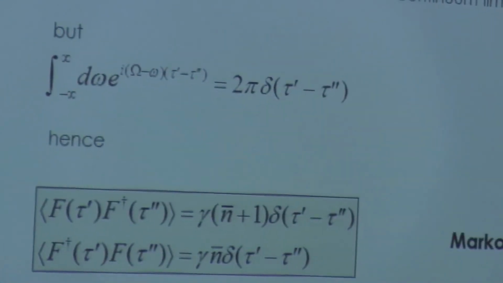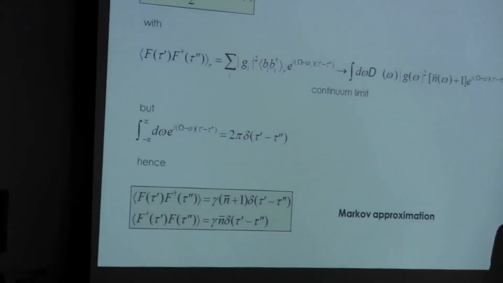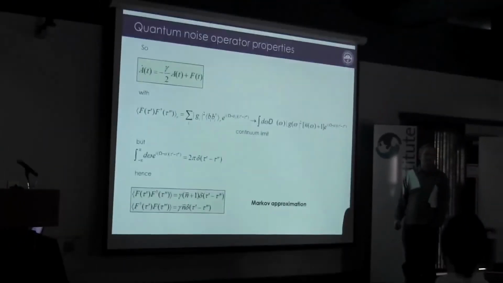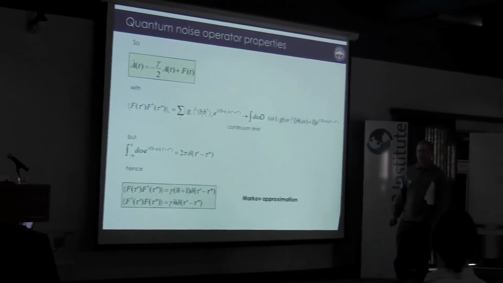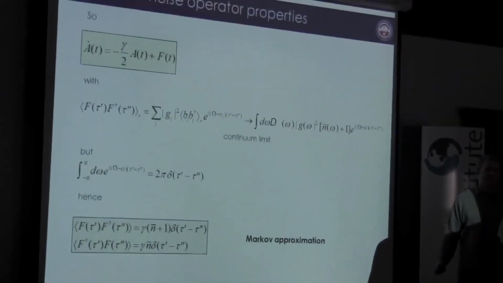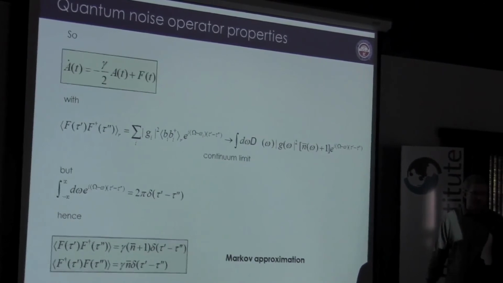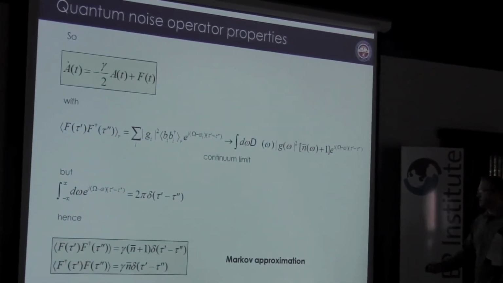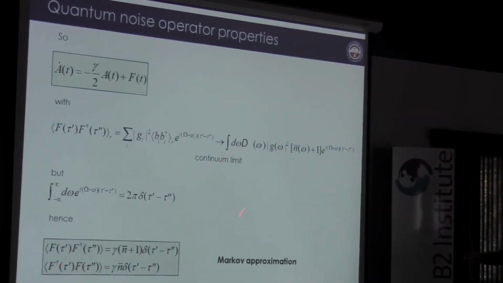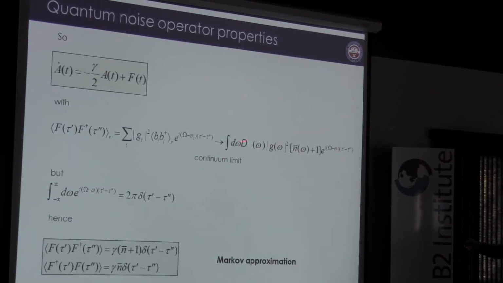What kind of noise is this? Gaussian white noise. Okay, so we just had to assume the Markov approximation, and then we see that the reservoir is white noise. Yes, that's exactly right. Very good.